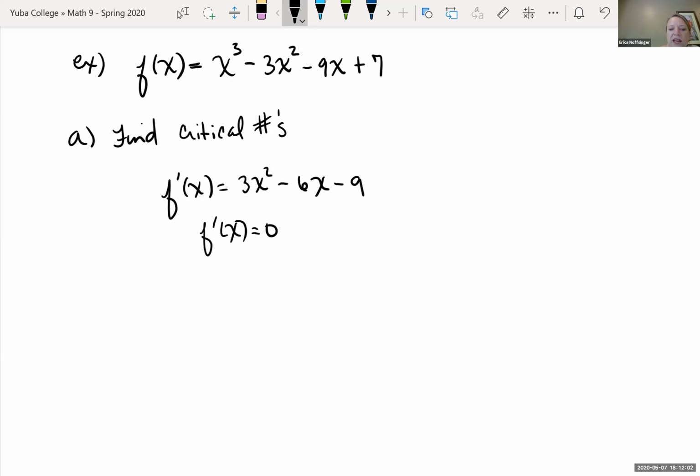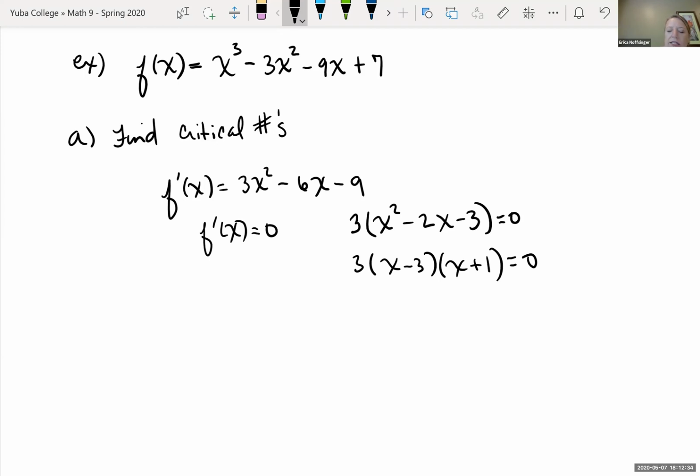So I notice when I look at this equal to 0, I'm going to pull out a 3. We have a common factor of 3. So if I pull out a 3, I'm left with x squared minus 2x minus 3 all equals 0. I also noticed that what's inside the parentheses factors: there are two numbers that multiply to -3 and add to -2. So that would be x minus 3 times x plus 1. And so values that make this equal 0 would be x equals 3 and x equals -1.